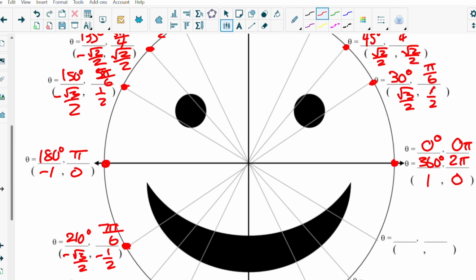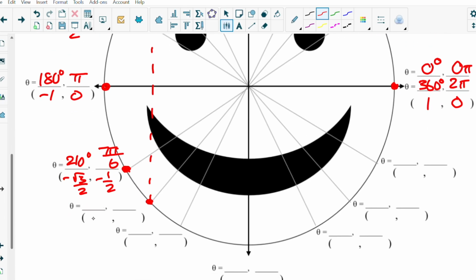Next one. So if I draw this guy down, well, that's at the same x value as negative square root of 2 over 2. So I got negative square root of 2 over 2 and negative square root of 2 over 2, because I'm going down. And that's 225 degrees. And that's 5 pi over 4.